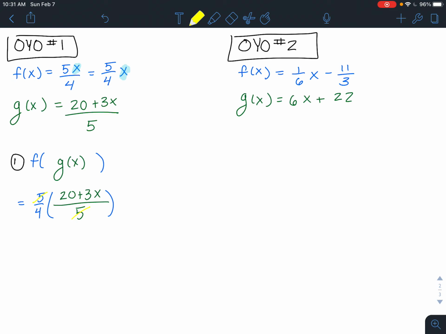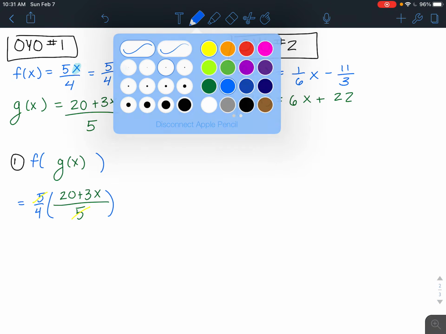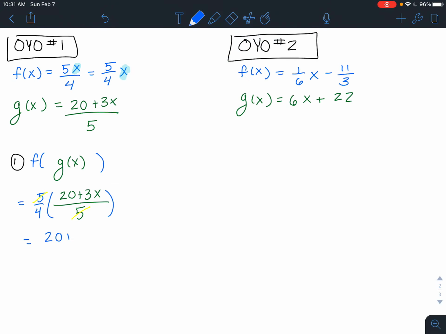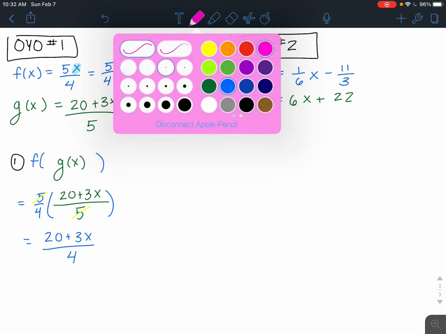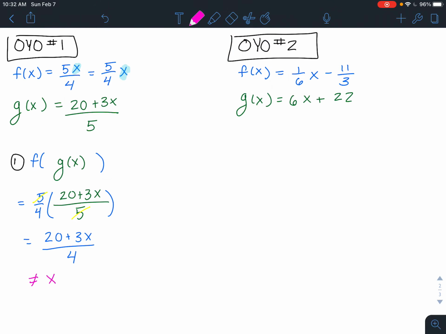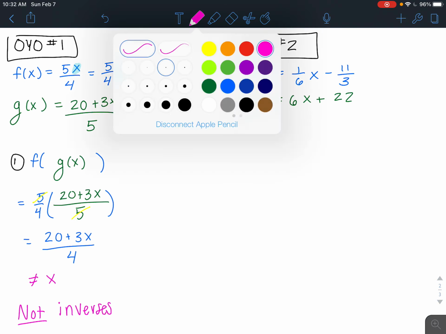So I have a 5 in the numerator and a 5 in the denominator, and I'm multiplying, so I can cancel those out. And then I would be left with (20 plus 3x) all over 4. And there's nowhere else to go from here, and this does not equal x. So these are not inverses.